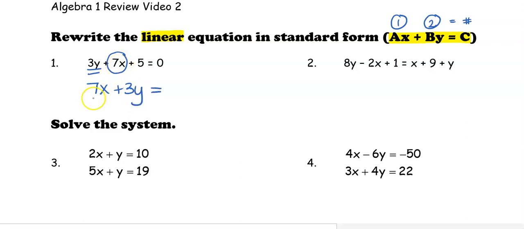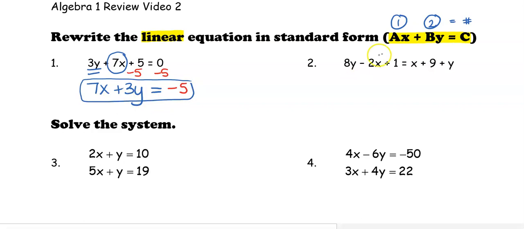Notice that my x stayed a positive 7, my y stayed a positive 3, but I need to move the 5 over. Anytime you're crossing the equal sign, that's when you do the opposite operation. Otherwise, it keeps its value as is. All right, so that was our work to get it into standard form. So we look at our next one.